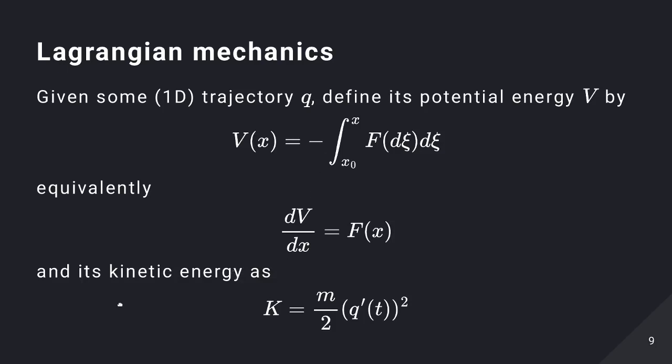And then we can also define the kinetic energy as the mass times the velocity squared divided by 2.